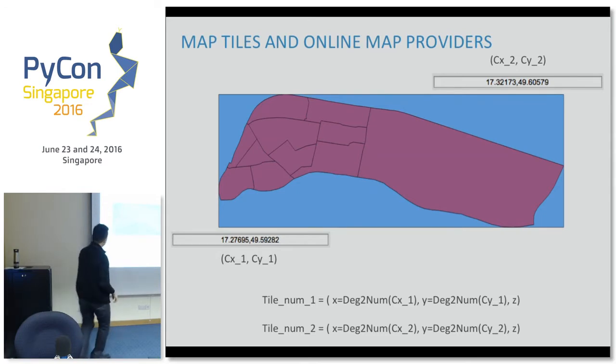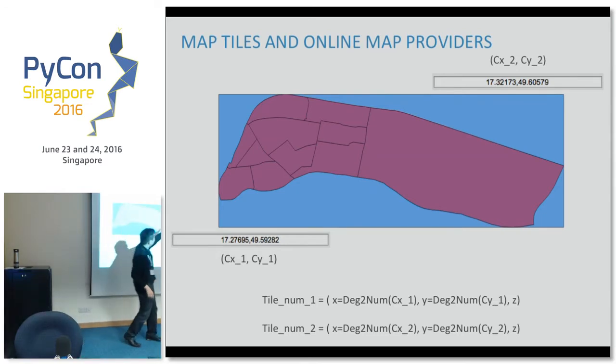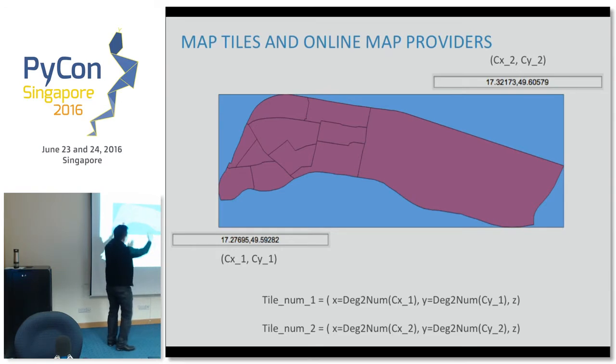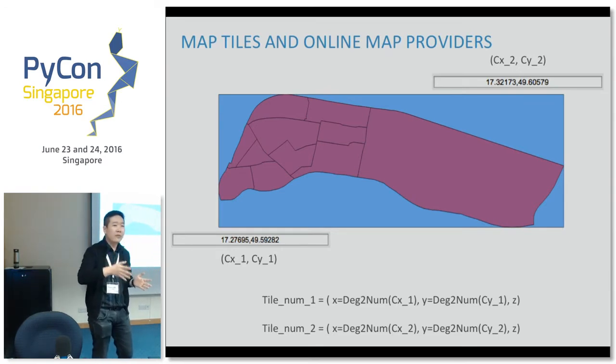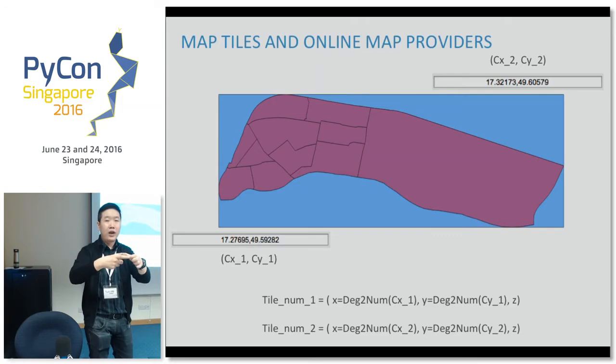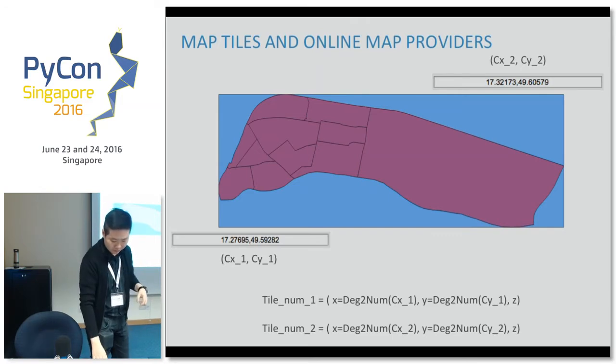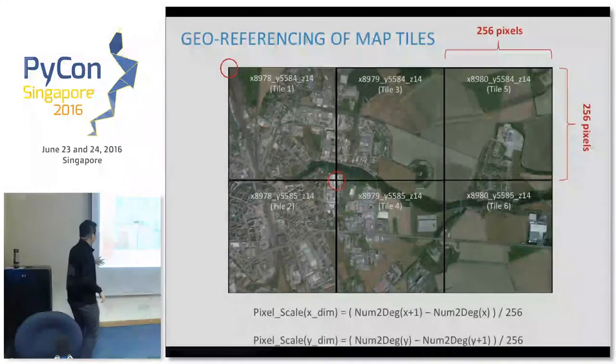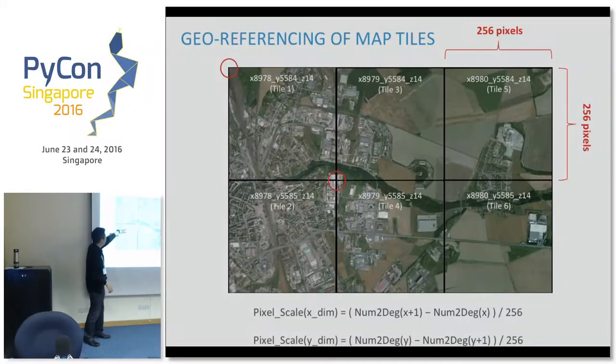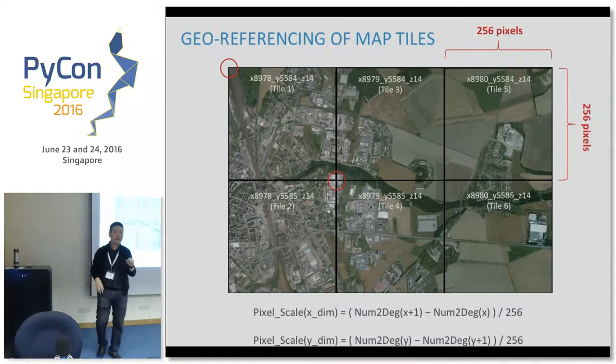And once I have the map tile number for this corner and the map tile number for that corner, I just take the difference in terms of the numeric number. I will know the number of map tiles that I need to download and which map tiles I need to download. Because the map tile is just like the address of the square grids that you want to download. So for the same region, when I download the set of images, it's something like this. You can see that each tile is actually 256 by 256 pixels, and when I piece the tiles together, I can get the image that I want.